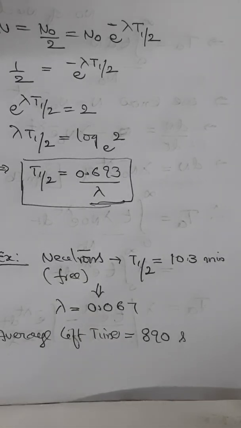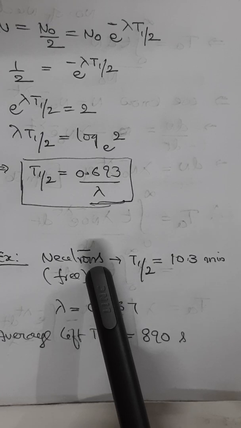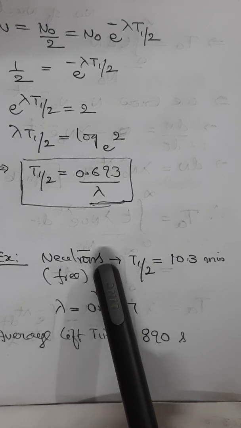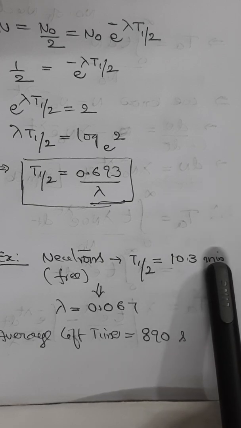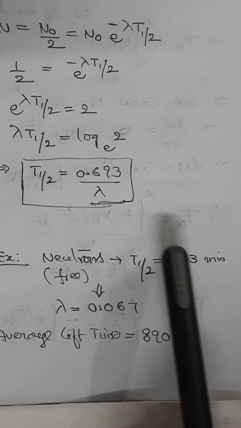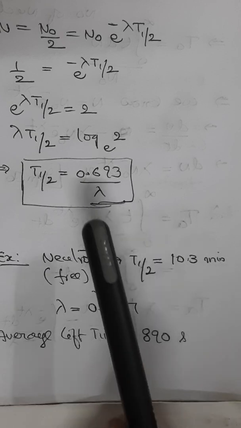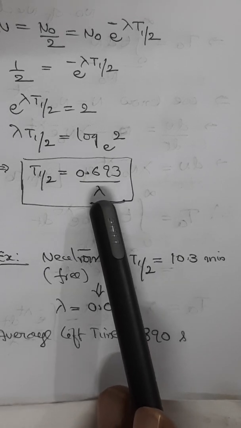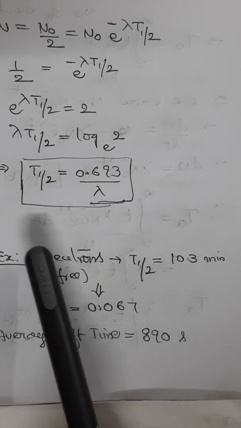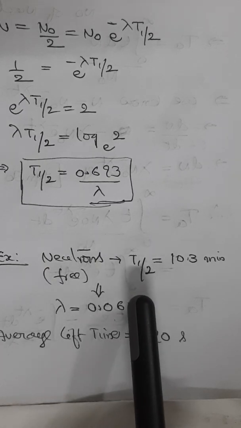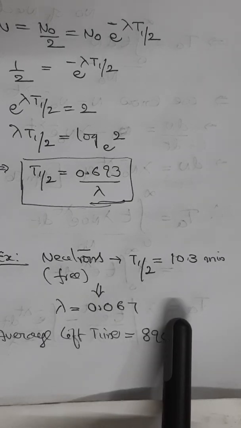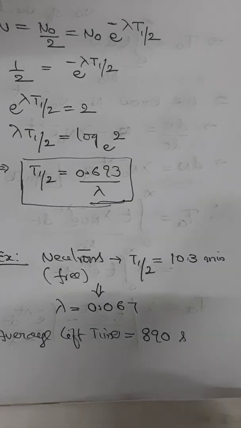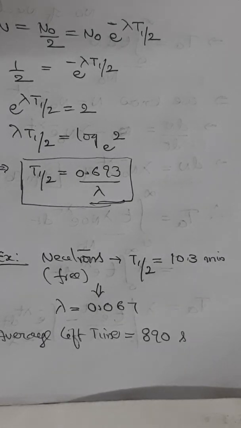For example, free neutrons decay with a half-life of about 10.3 minutes. This 10.3 minutes, if you substitute, corresponds to a decay constant of 0.067. Therefore, the average lifetime is nearly 14.8 minutes or 890 seconds. So to understand that, let us understand the average lifetime, otherwise known as mean time.